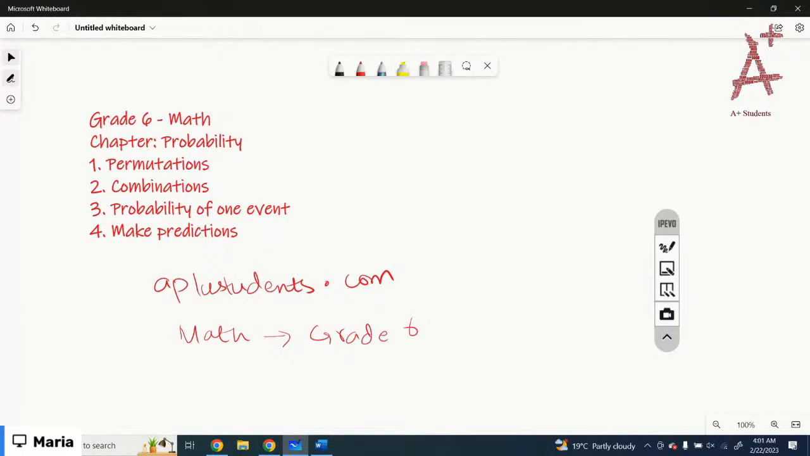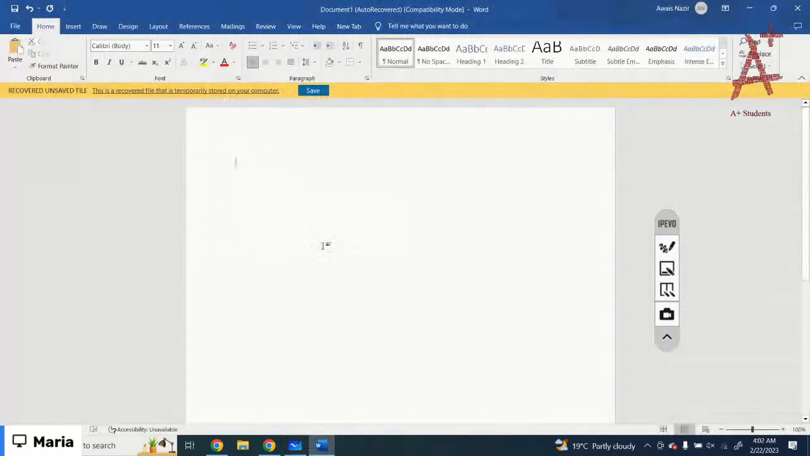The lessons we're going to cover today are permutations, combinations, probability of one event, and make predictions. Let's just start with the first lesson, that is permutations. Please make sure you have your notebook and pencil so that you can note down the important examples and definitions as well.